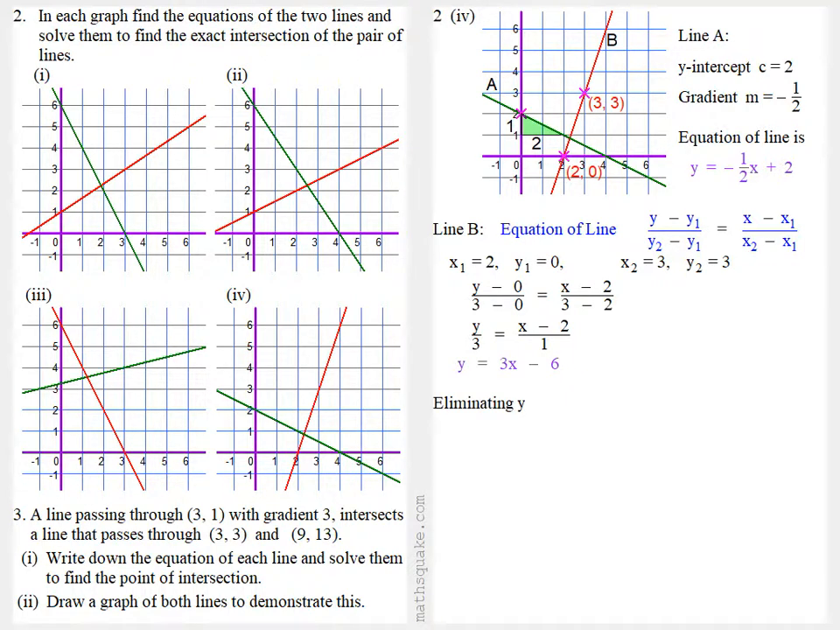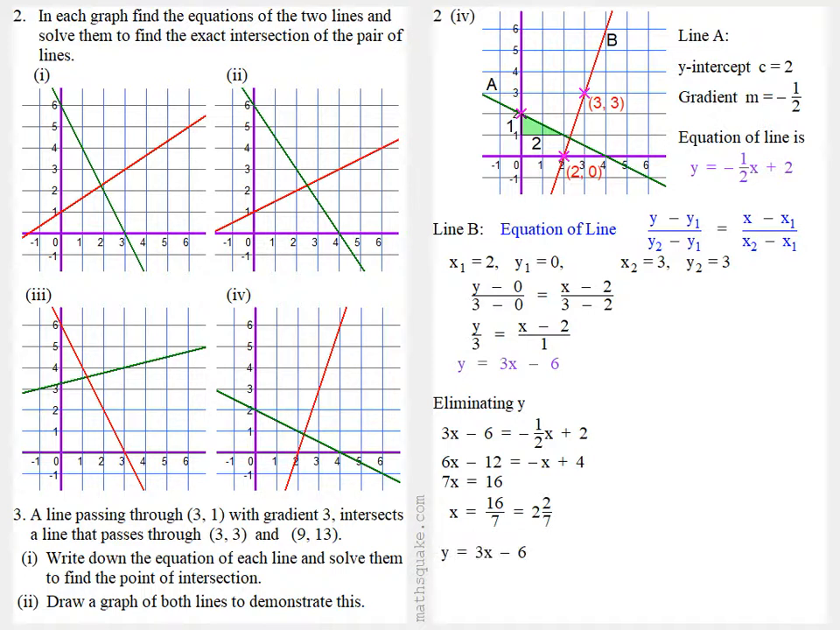Now, we can eliminate y from both equations by just equating them. So 3x minus 6 equals minus a half x plus 2. We can double all the way through to get rid of fractions. So 6x minus 12 equals minus x plus 4. We can add 12 to both sides and add x to both sides, and that gives us 7x equals 16. So x is equal to 16 over 7, or 2 2/7.